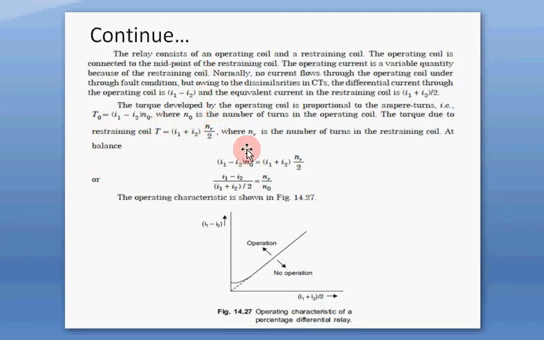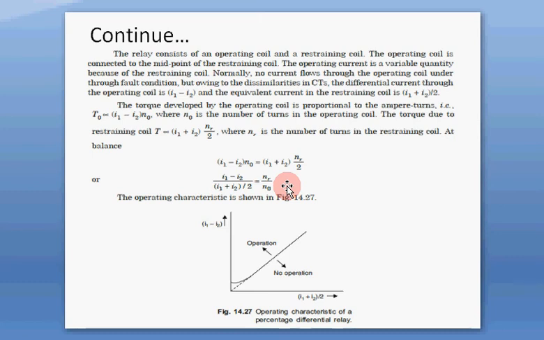Under balanced, standstill condition, the torques developed in both coils will be equal. That is, I1 minus I2 into N0 equals I1 plus I2 into NR by 2. This is the resultant expression we have obtained for the functioning of the relay: I1 minus I2 upon I1 plus I2 by 2 equals the ratio of the number of turns in the restraining coil to the number of turns in the operating coil. This is the operating characteristic of my differential relay.